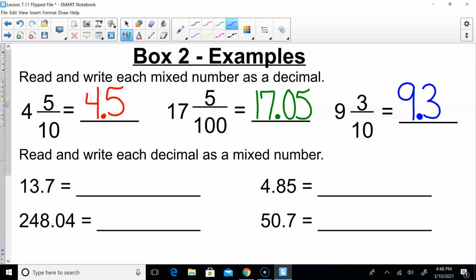So you can pause the video and write down that information to help you out with those mixed numbers as decimals. And if you want to even give it a shot, try to write these decimals right now as mixed numbers before I do and see if your answers are correct.